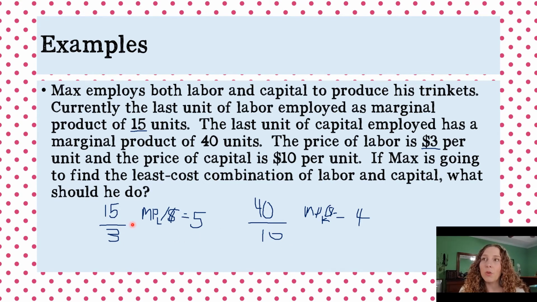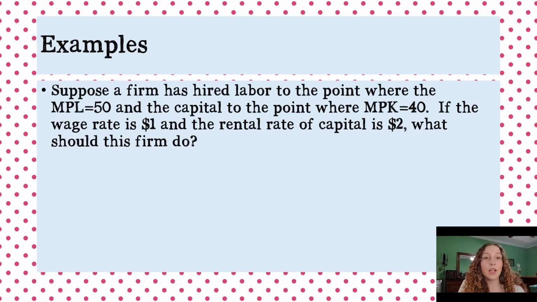So the marginal product of labor per dollar is 5. The marginal product of capital per dollar is 4, and therefore, because 5 is more, they want to hire more labor and less capital. Let's take a look at another example.